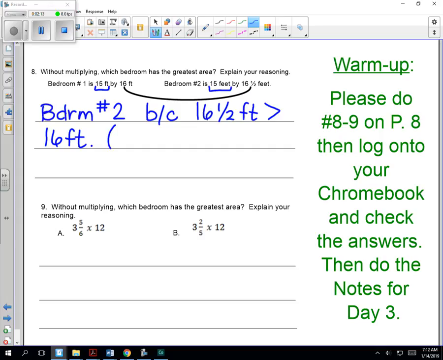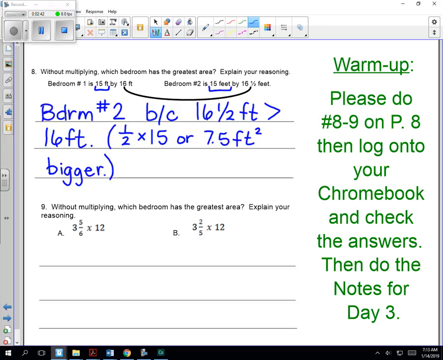And as a bonus, how much bigger would the area for bedroom 2 be? Well, it would be half of 15, 1/2 times 15, or 7.5 square feet bigger. Now, if I ask that question on the anchor assessment on Wednesday, it'll be a bonus question, so don't feel like you have to know that because you don't. That's going to be a bonus answer.